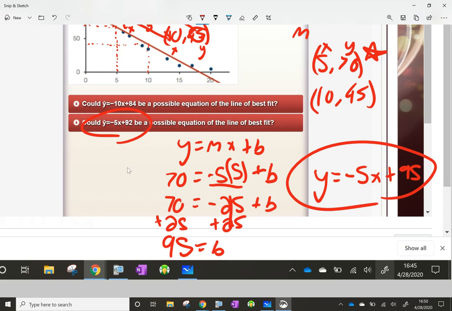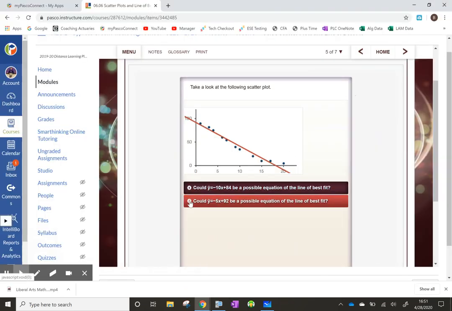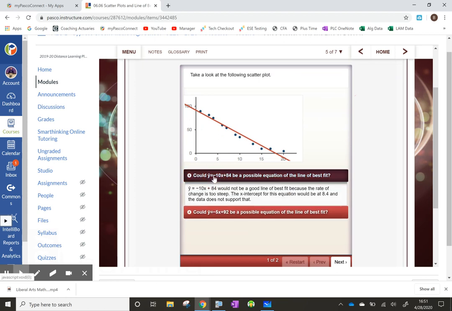So even though my equation is a little bit off, I would say that this equation is probably a good equation to use, or maybe the accurate one. Remember, mine was just based on a quick glance and guess at the points on the graph. So this one says it's a good possibility. What does this one say? I'm just out of curiosity.